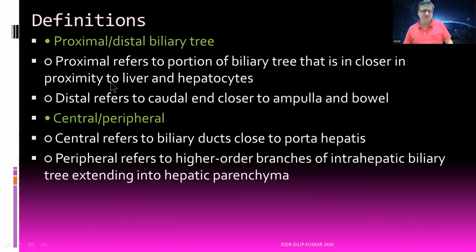Then some definitions are there. Proximal or distal biliary: proximal refers to the portion of the biliary tree that is closer to the liver and hepatocytes. Distal refers to the caudal portion, related to the ampulla and the bowel. Central and peripheral: central refers to the biliary ducts which are close to the porta hepatis. Peripheral refers to the higher order branches of the intrahepatic biliary tree extending into the hepatic parenchyma.